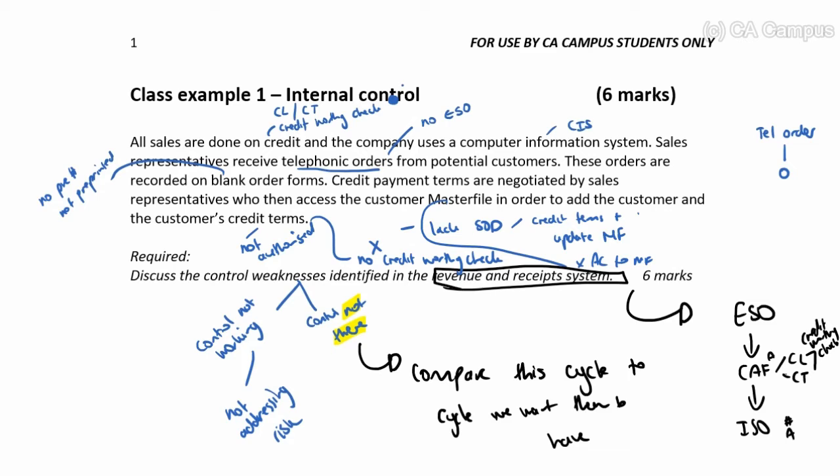And I want there to be segregation of duties between these functions. That's why I've got my arrows there, and I want to make sure that this internal sales order is reconciled to the external sales order to make sure that what is being placed on the order is actually correct. Okay, so I've now got my cycle. I can compare it to theirs to start picking up the problems.